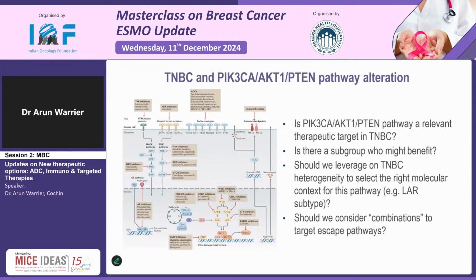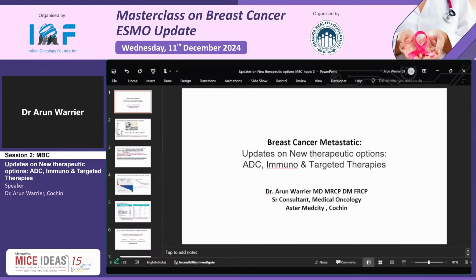So whether we can try combinations, so these are all toxic agents, a lot of pathways are described here. So whether we can really combine these to target escape pathways is also an area of interest. So that's all from my side. Thank you.